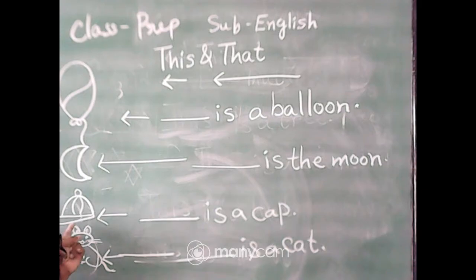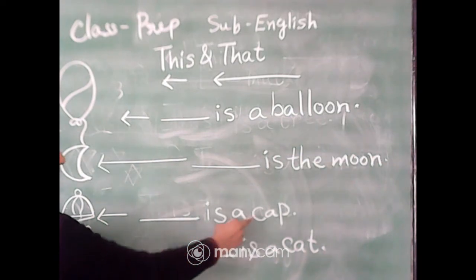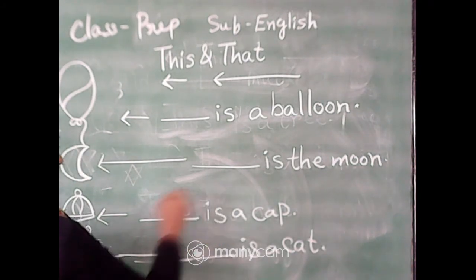Thereafter, there is a small cap. Small arrow. Dash is a cap. So it will be, yes, this is a cap.